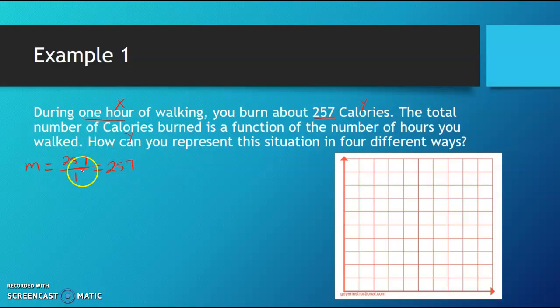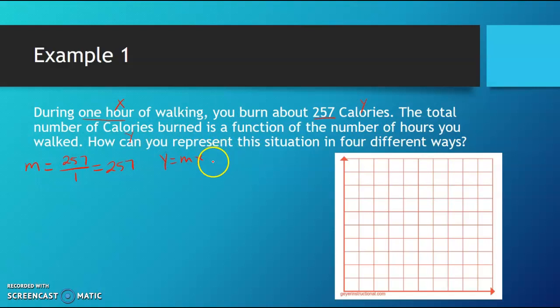Now, why do I show you this here? Because what if it gives you 260 calories in 2 hours? Then we would do 260 over 2, and that would tell us how many calories in 1 hour. So that's why I'm showing you how I'm setting it up, and then when I reduce it, this is what we end up with, right? Because 257 divided by 1 gives us 257. So that's my m. We're going to plug that into y equals mx.